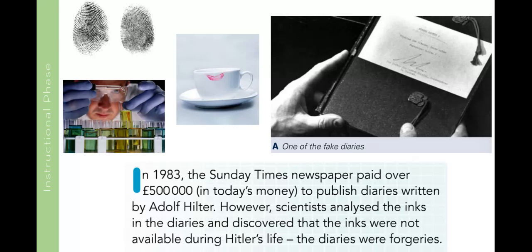So just a little interesting fact, okay? In 1983, the Sunday Times newspaper paid over 500,000 to publish diaries written by Adolf Hitler. However, scientists analysed the inks in the diaries and discovered that the inks were not available during Hitler's life. The diaries were forgeries. So again, that's just another application of chromatography and how it's been used to analyse chemicals, for example, inks in diaries.